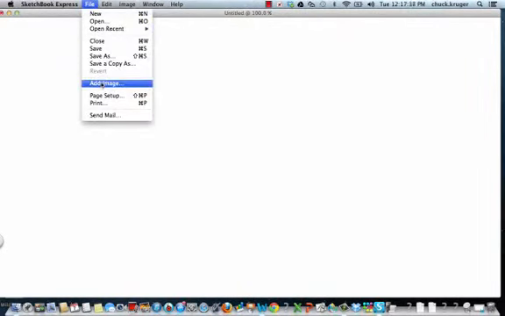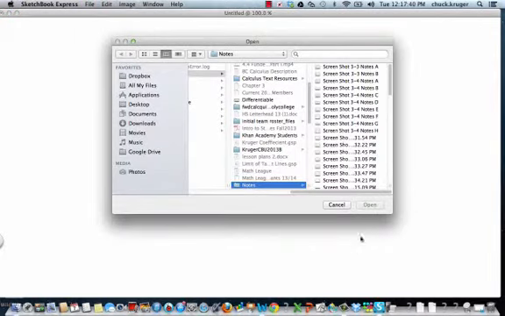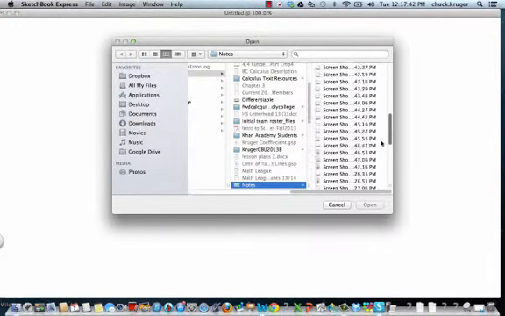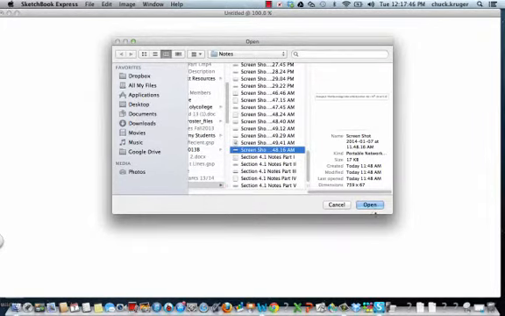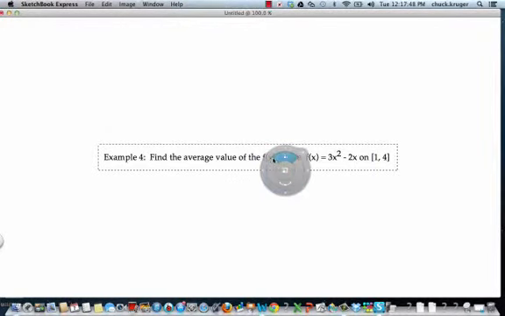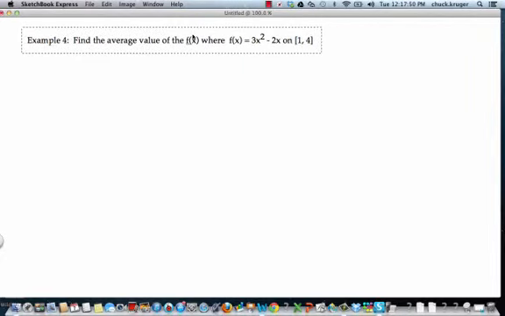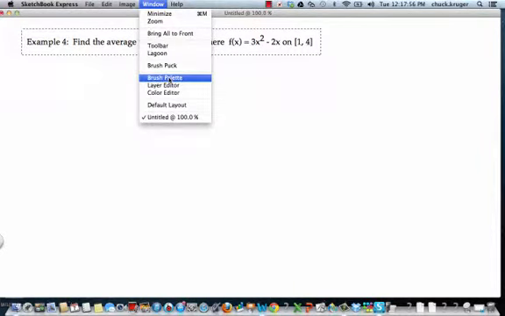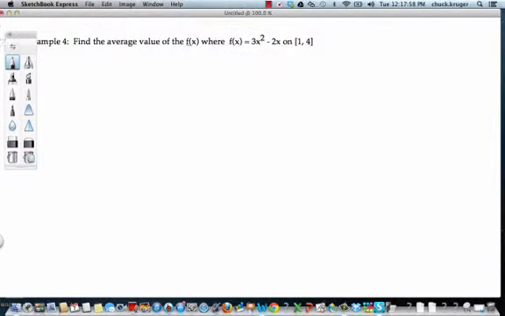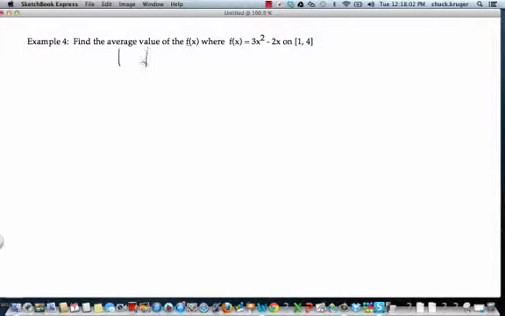Let me add an image here, and I got a place called Notes. I took a screenshot of the notes. I think it's this one right here. And this is in the book. Find the average value. Well, when I'm looking for average value, what I'm really looking for is average rate.